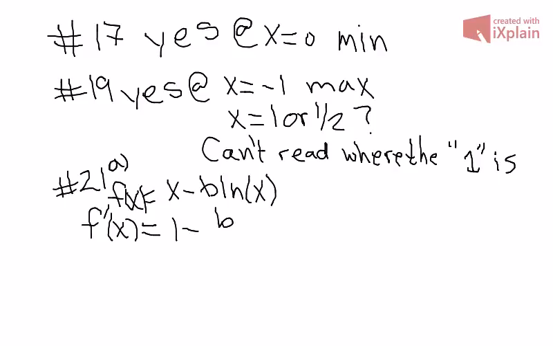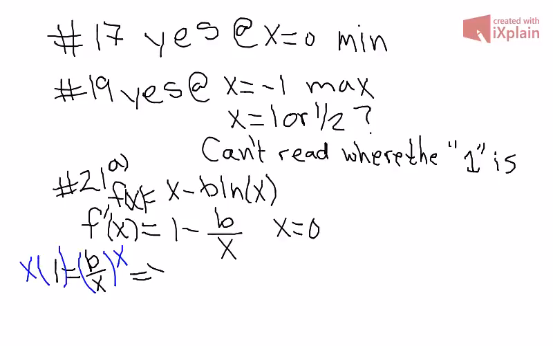Number 19 has 2, we have a maximum and a minimum. Pretty easy to see that the maximum is at -1, but the minimum, I couldn't tell if that was at 1 or 1/2 because of the way it was labeled. Kind of looks like it's at 1/2, but I'm not too sure. It just depends on the way it was labeled.